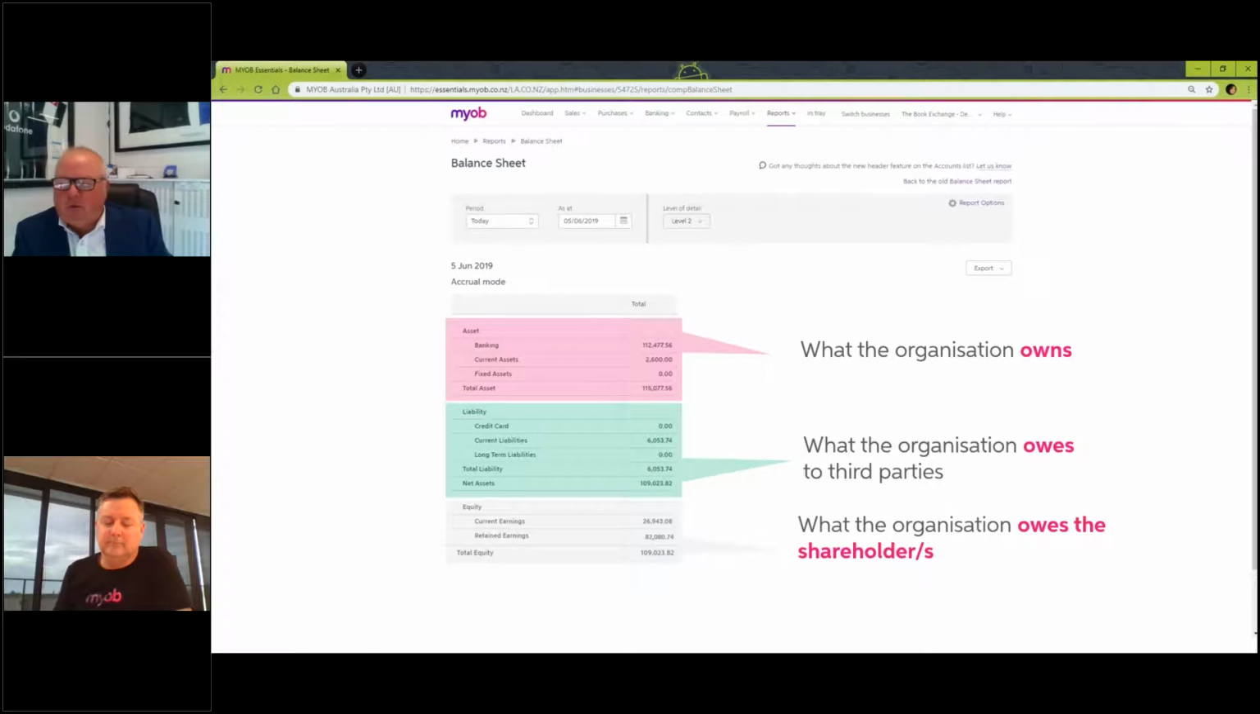The more important part of this page to me for not-for-profits is this section, which is the equity section. In a normal business, the equity is simply the whole of the assets less the whole of the liabilities. If we think of the house we live in, it's the total value of the house less the money we owe the bank, and the rest is the equity that we own in our house. Well, our businesses are no different.